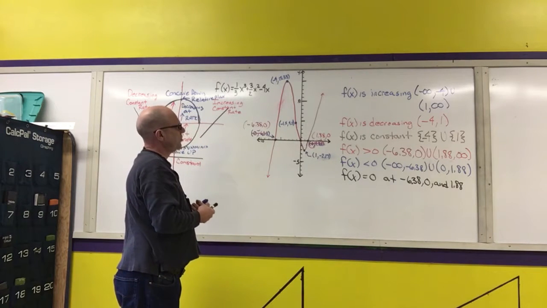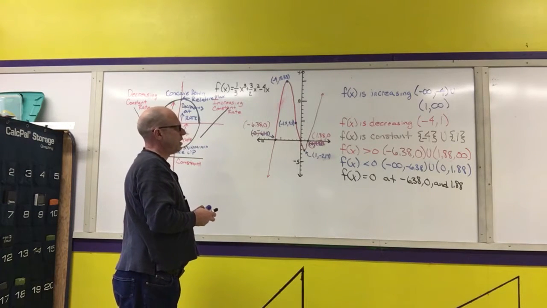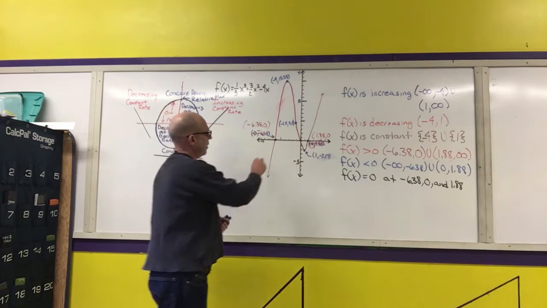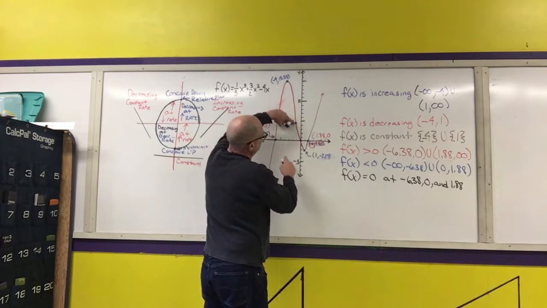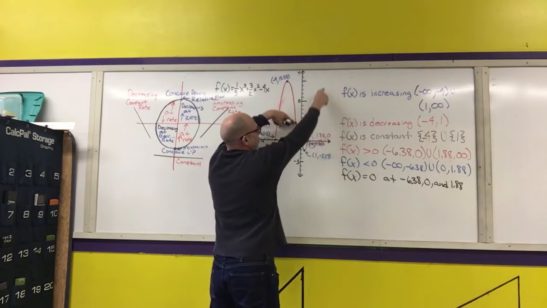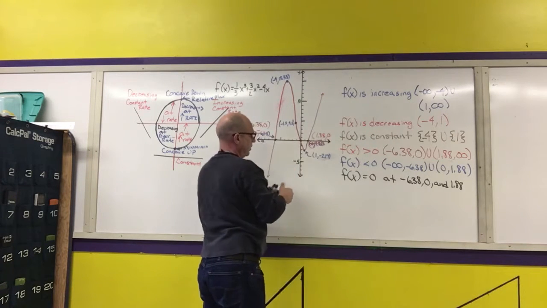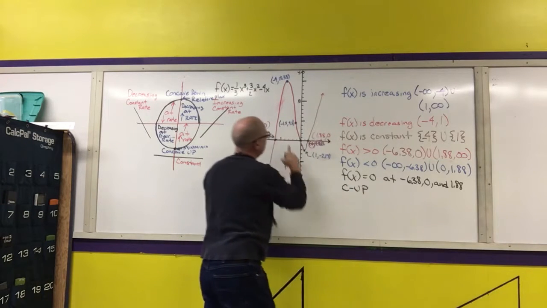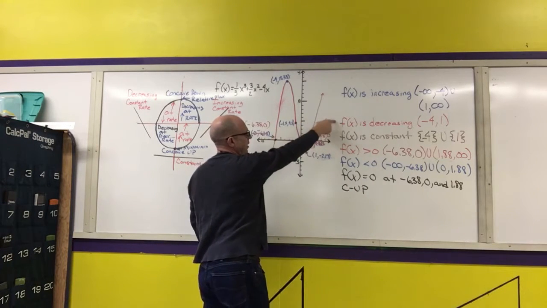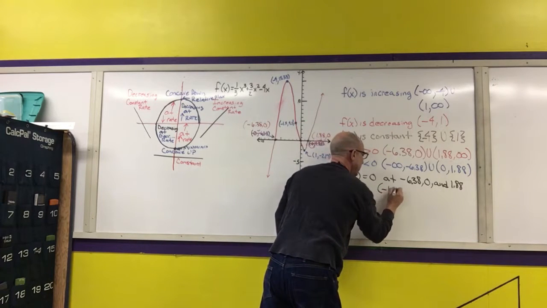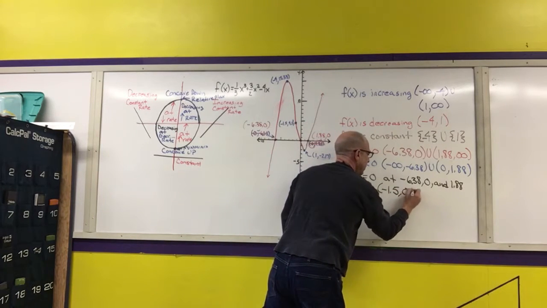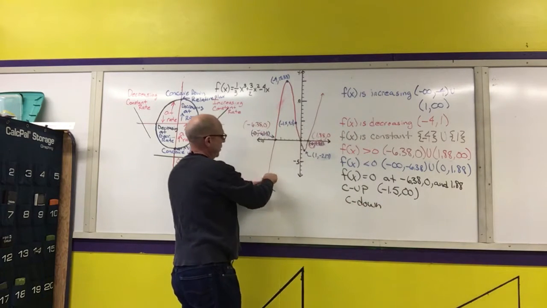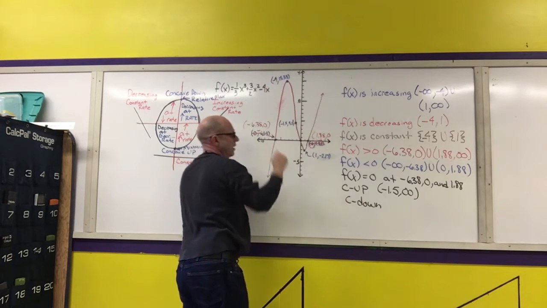The final questions you may be asked is, where is the graph concave up and where is the graph concave down? Well, the graph is concave up from this point right here, which is called an inflection point, all the way up to positive infinity. So I'm just going to abbreviate it as concave up. C up from negative 1.5 to infinity. And it is concave down from negative infinity to negative 1.5.